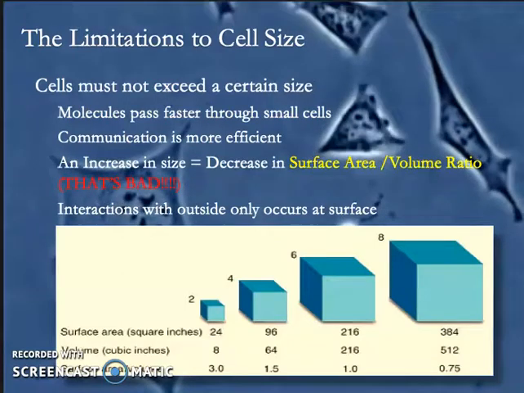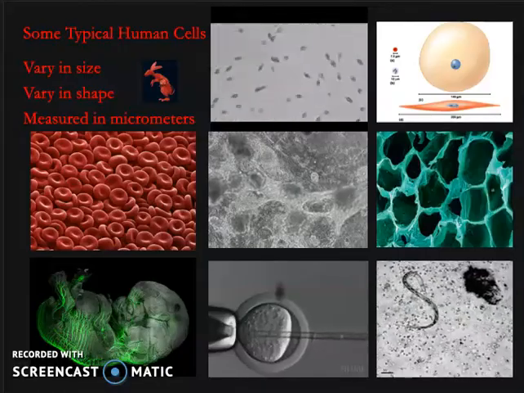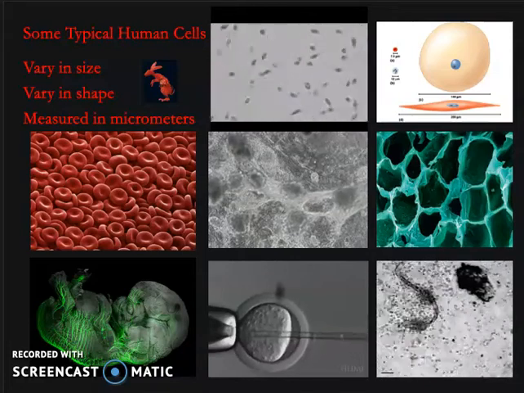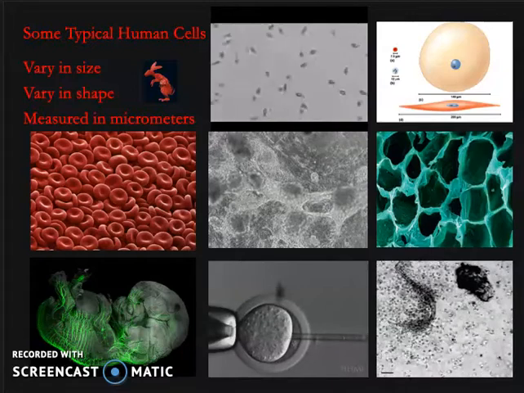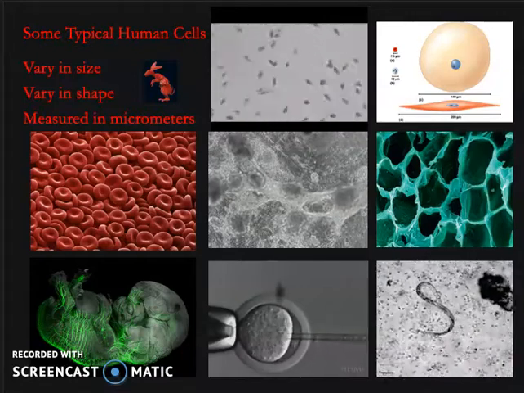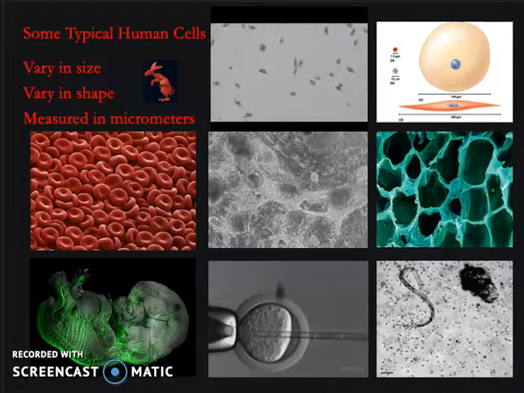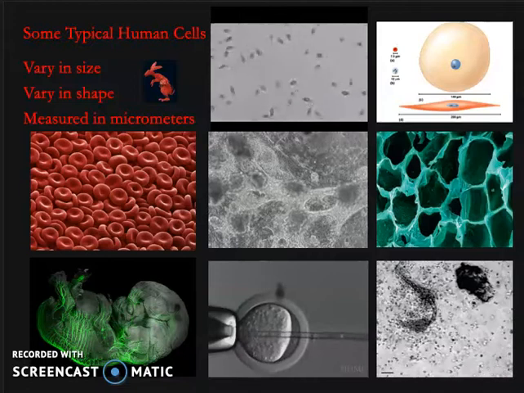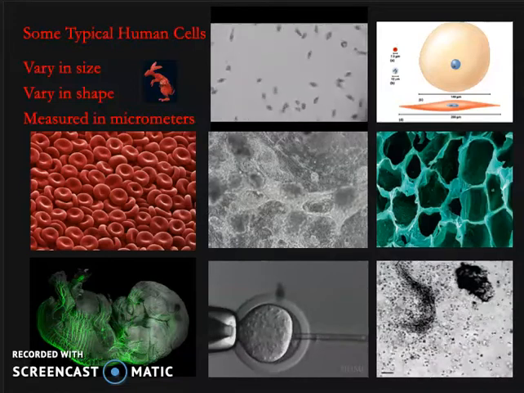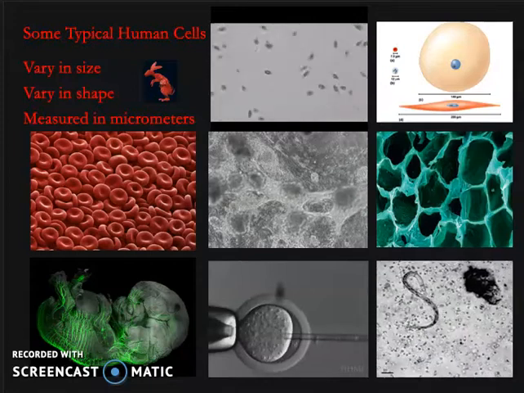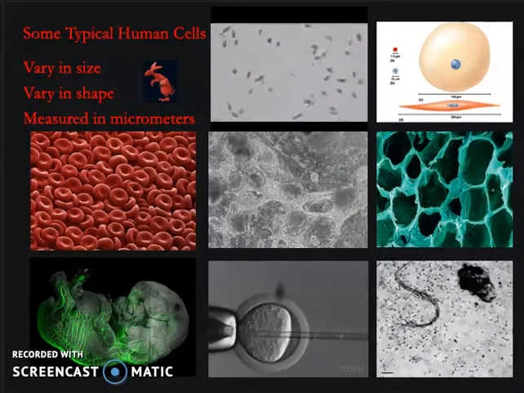And so here's some examples of some typical human cells. They vary in size and shape. We measure them in micrometers. And if you recollect, 1/10 of a millimeter is 100 micrometers. There's some sperm up there at the top. To the right is a diagram of an ovum, and then beneath that's a smooth muscle cell. To the left, you can barely see them, are the red blood cells and white blood cells. There's some big pile of red blood cells to the left.